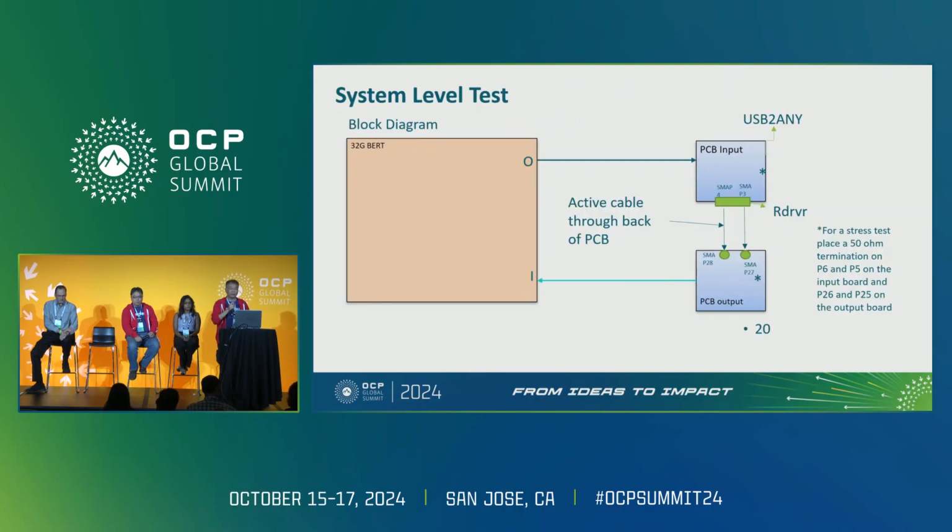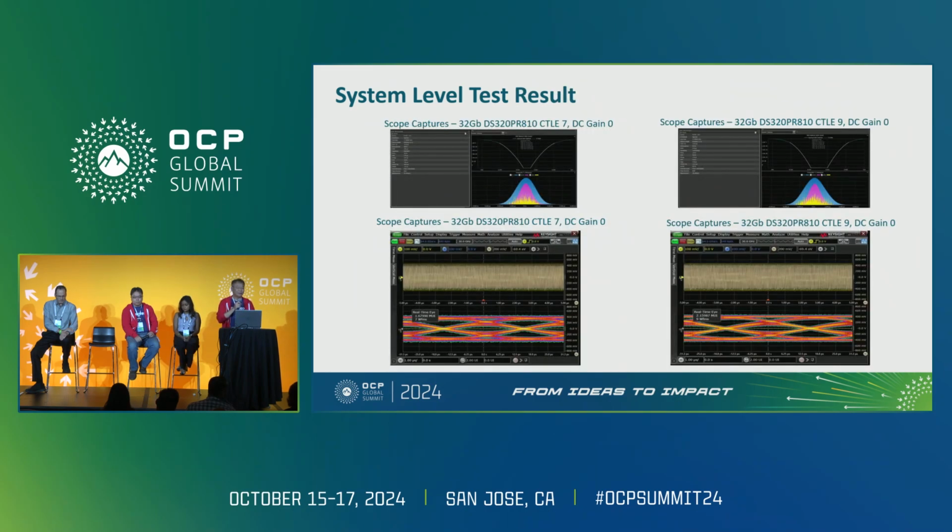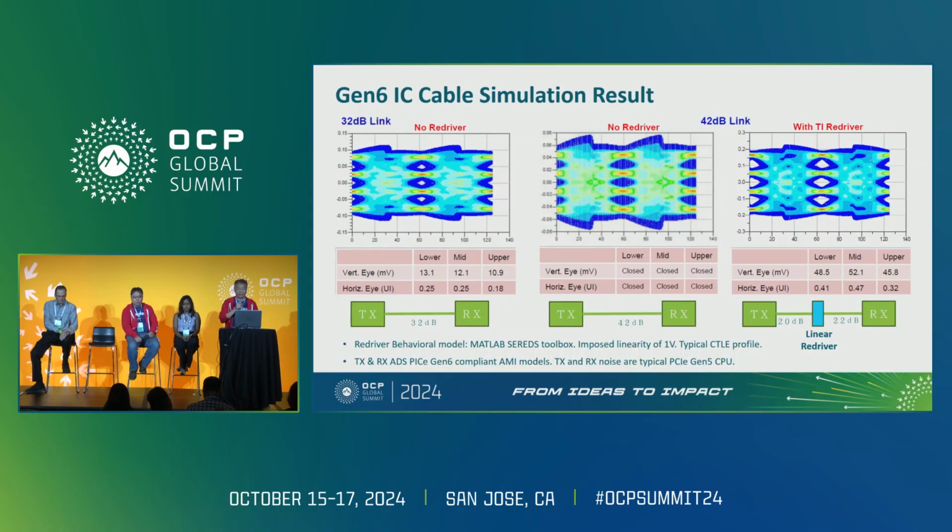And also we did the system test. So we input the 32G BERT, and we can see the result here. You can also see a very good eye diagram here, and this is Gen 5 IC. But toward Gen 6 and Gen 7, we also did the Gen 7 PAM4 signal simulation.